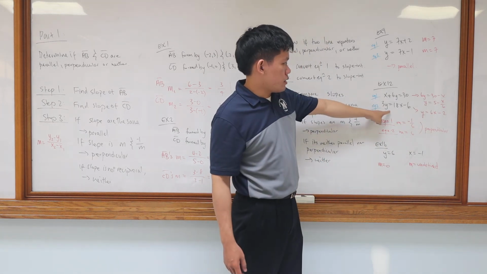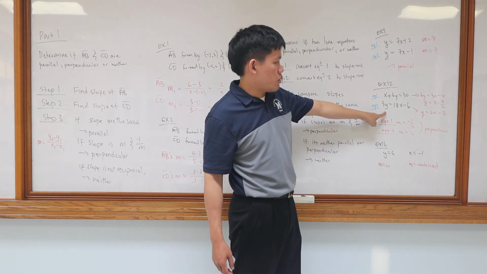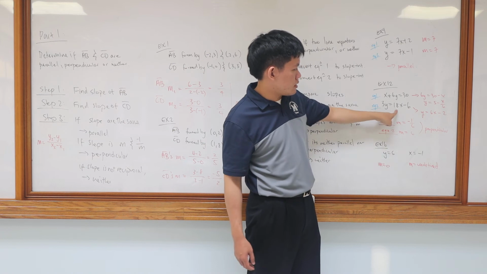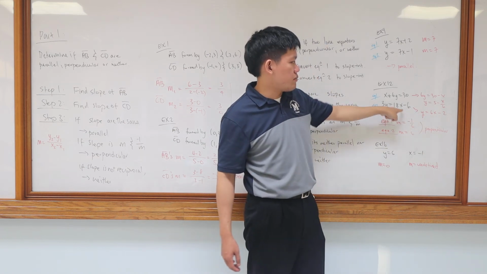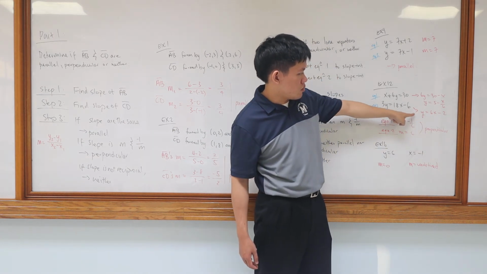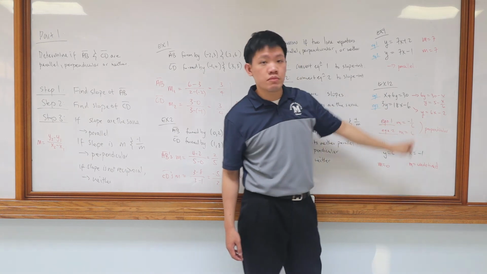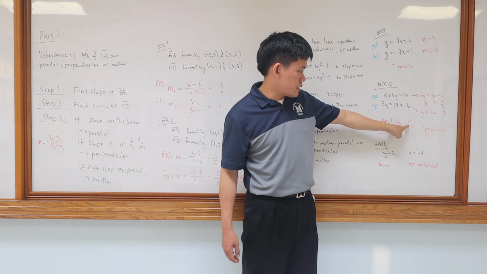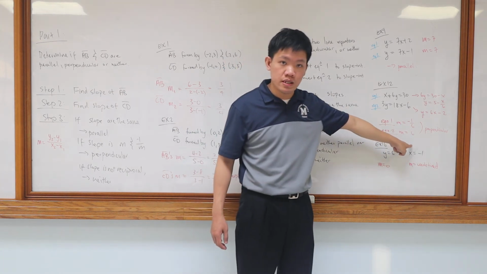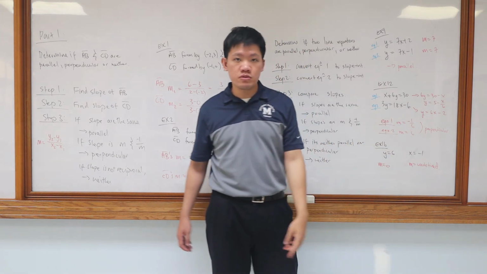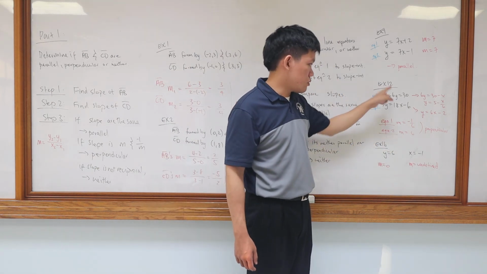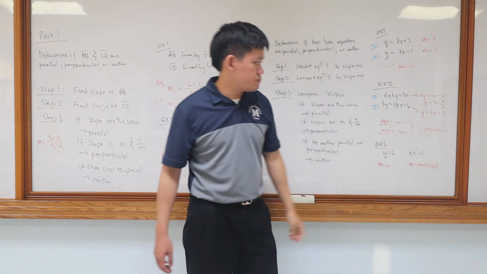Now, for the second equation, I need to divide everything by 3 to get y is equal to mx plus b form. So in that case, divide by 3. 18 divided by 3 is 6. 6 divided by 3 is 2. So that means my equation is y is equal to 6x minus 2. So the slope of equation 1 is negative 1/6. The slope of equation number 2 is 6. So they're negative reciprocals of one another. That means these two lines here are perpendicular.